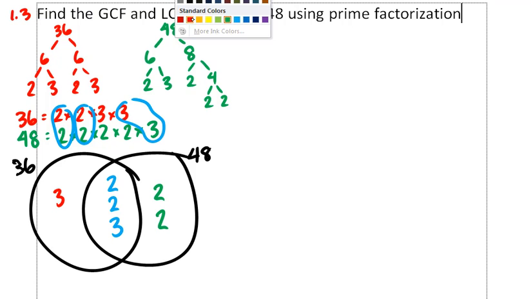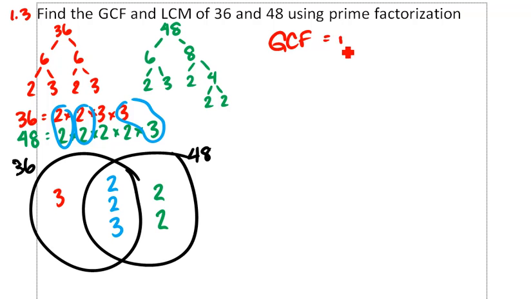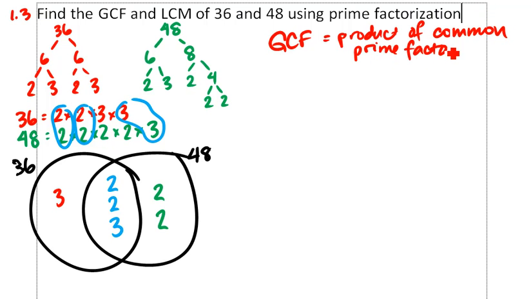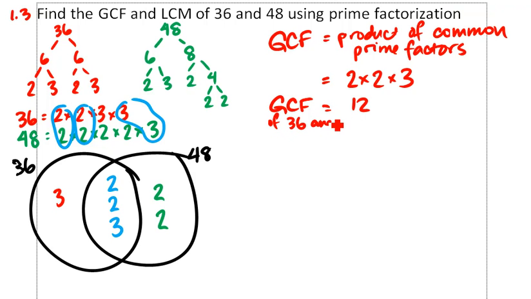Using this method, we're told in class that the greatest common factor is the product of the common prime factors. So the prime factors as shown are a 2 and a 3. So the GCF is 2 times 2 times 3. 2 times 2 is 4 times 3 is 12. The greatest common factor of 36 and 48 is 12.